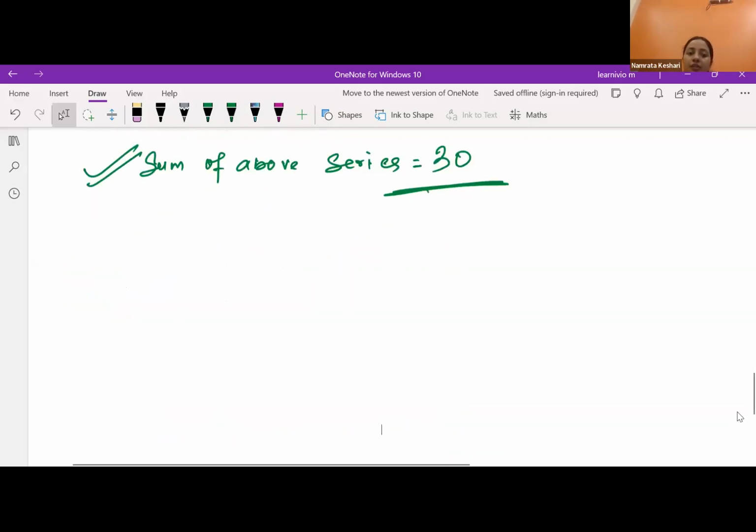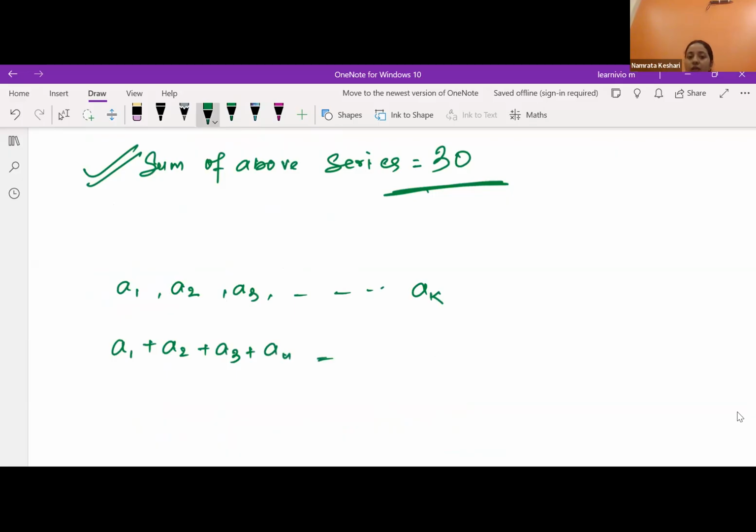Now when we are having the terms like this, suppose we are having a1, then a2, then a3, just like that till ak. This is a sequence where the terms are a1, a2, a3, a4, till ak. Now if we want to represent the series, we can write it a1 plus a2 plus a3 plus a4, plus dot dot dot, plus ak. This is a series associated with the given sequence.